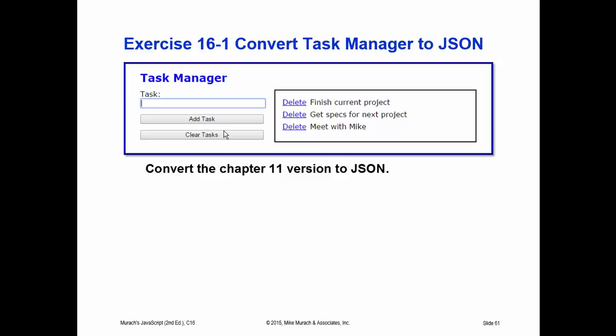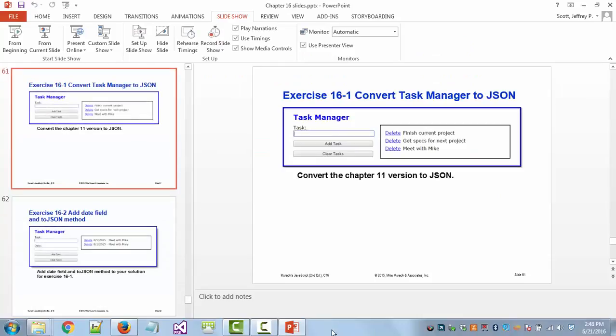So again, by no means am I an expert on JSON. By no means, if all you do is read the chapter and look at the examples, are you either. But you've been able to see how JSON can be used as a data format for transferring and storing data. You've gotten introduced to the stringify and parse methods, and you've seen several examples, including 3 versions of this task manager program that will ideally help you to understand it in even more depth and breadth of coverage. So that's it for Chapter 16.